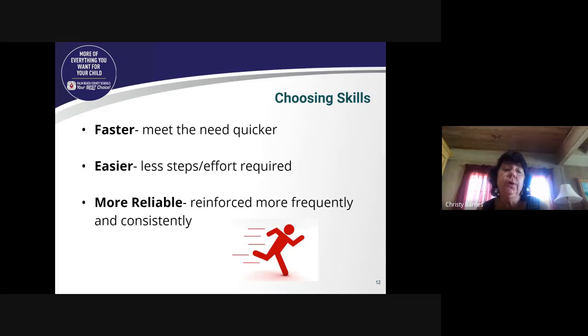Those are great examples, Lauren. So when we are choosing skills for your child to use, it needs to be faster, which means it needs to meet the need quicker. You don't want a lot of wait time. And it needs to be easier, with fewer steps or less effort required. It's easy for the child to just tap you if he wants your attention and say, "Excuse me." And then more reliable. You want to make sure that they're reinforced more frequently and consistently. You really want to make sure that you're watching your child, that they do the right thing and you don't look away, so that you can reinforce that.